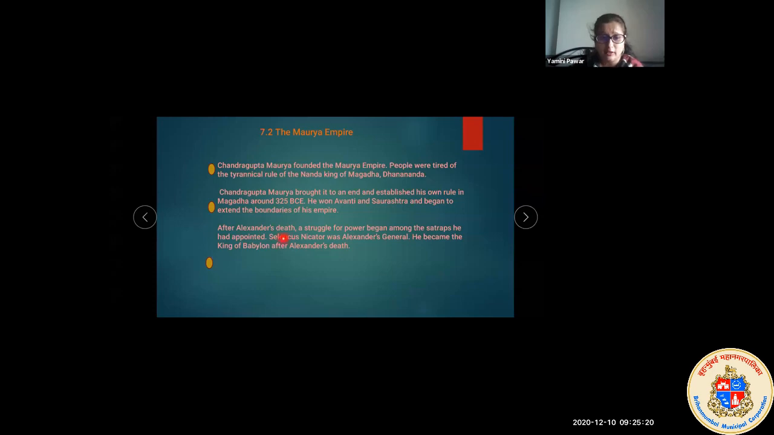Now, looking at the third point, Seleucus Nicator was Alexander's general. He became the king of Babylon after Alexander's death. He was a very good general of Alexander. He had more knowledge than other members, and he became the king of Babylon immediately after Alexander's death, as I told you. Let's look at the next slide now.